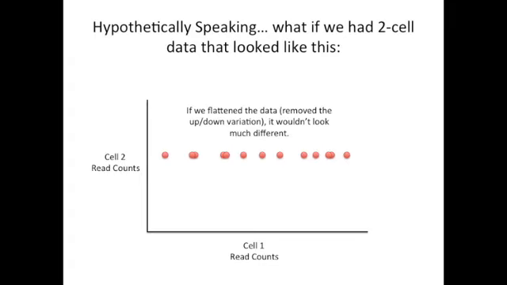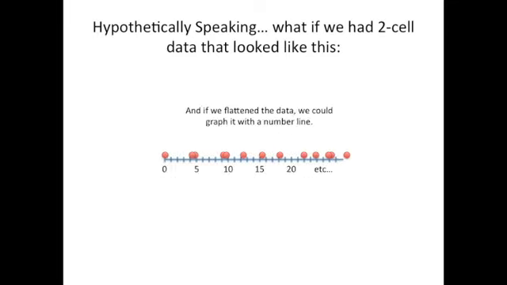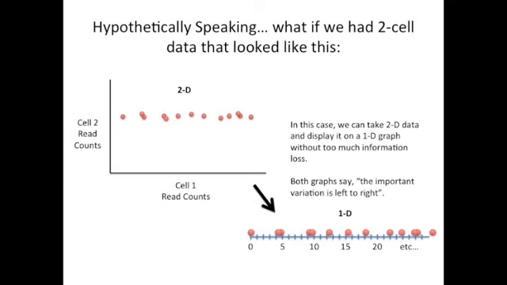If we flatten the data, that is, removed the up and down variation, our graph wouldn't look much different from what it looked like before. And if we flatten the data, we could just graph it with a single number line. In this case, we can take 2-dimensional data and display it on a 1-dimensional graph without too much loss of information. Both graphs say the important variation is left to right.